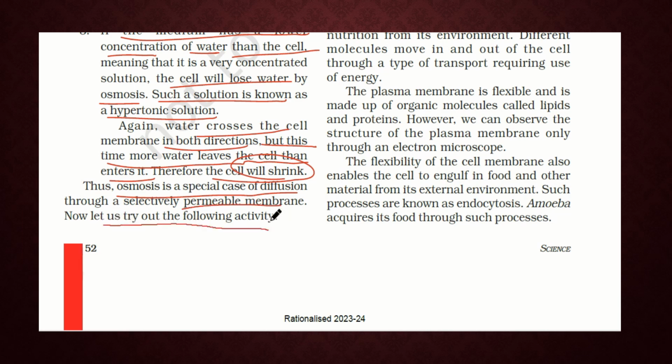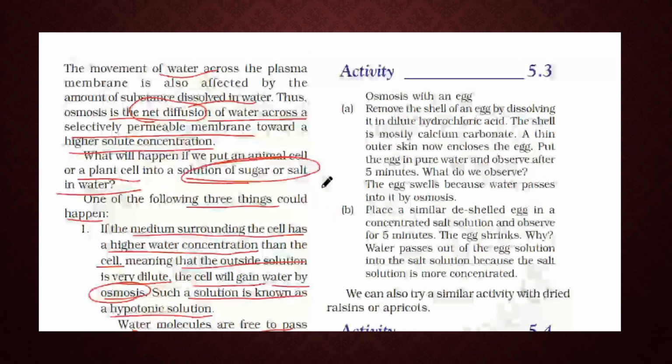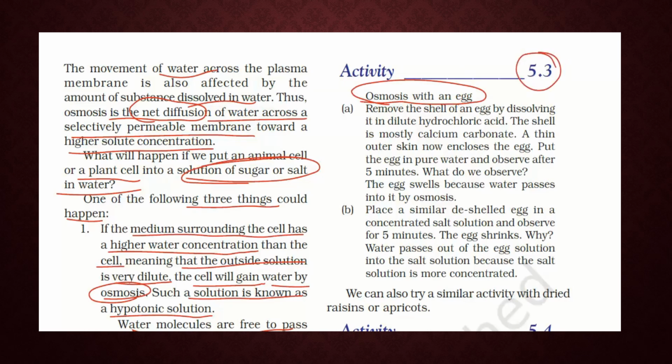And now let us try out this following activity, right? We will try out this activity here. Now the first activity is osmosis with egg. So this is activity 5.3. So please do this activity at home so that you can understand the process of osmosis, diffusion through a selectively permeable membrane. So what we need to do: remove the shell of an egg by dissolving it in dilute hydrochloric acid. So all these ingredients you will not be getting at home, so you need to do these experiments or activities in school only, but with the help of a teacher.